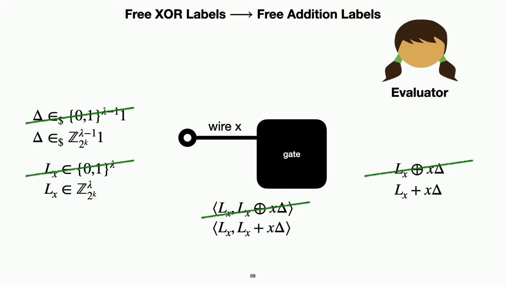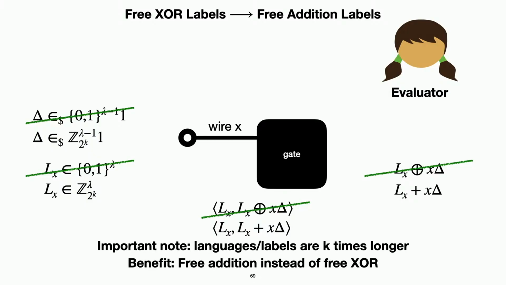Everything naturally generalizes here. But the important thing I want to point out is that the labels are now bigger. This is not saving in terms of the size of the encoding of the wires. It's going to save in terms of the encoding of the circuit itself. The labels are now k times longer, but the benefit is that now we get free addition over integers rather than free XOR.